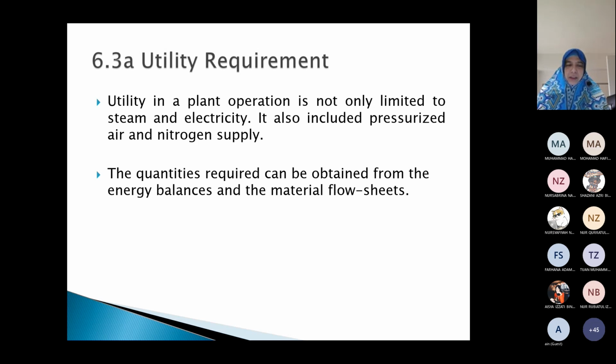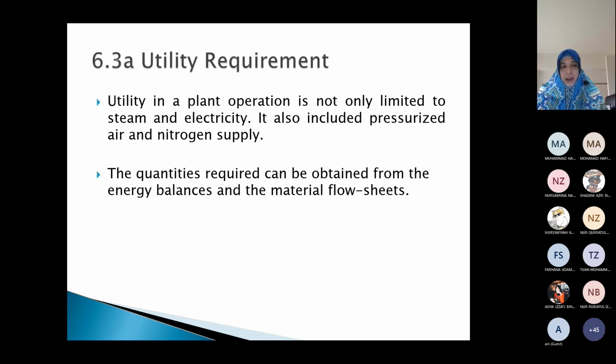Where can you get this electricity? Because you generate heat energy, you produce the steam. The steam will be circulated in the system, in the plant, to reheat the cooler stream so that you can get a higher temperature for the materials that you are concentrating, okay, right?